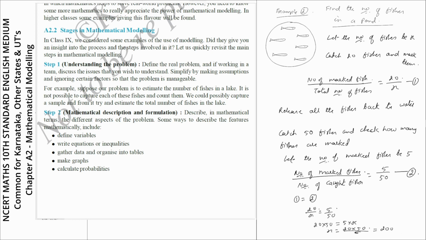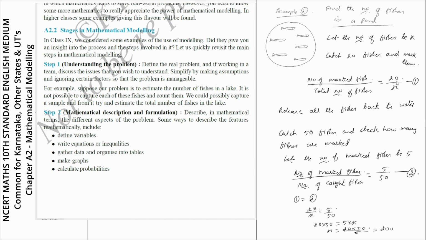Okay, and the second step is mathematical description and formulation. Describe in mathematical terms the different aspects of the problem. Some ways to describe the features mathematically include define variables, write equations or inequalities, gather data and organize into tables, make graphs, calculate probabilities. So in this fish problem, we found one ratio, that is number of marked fish by total number of fishes.